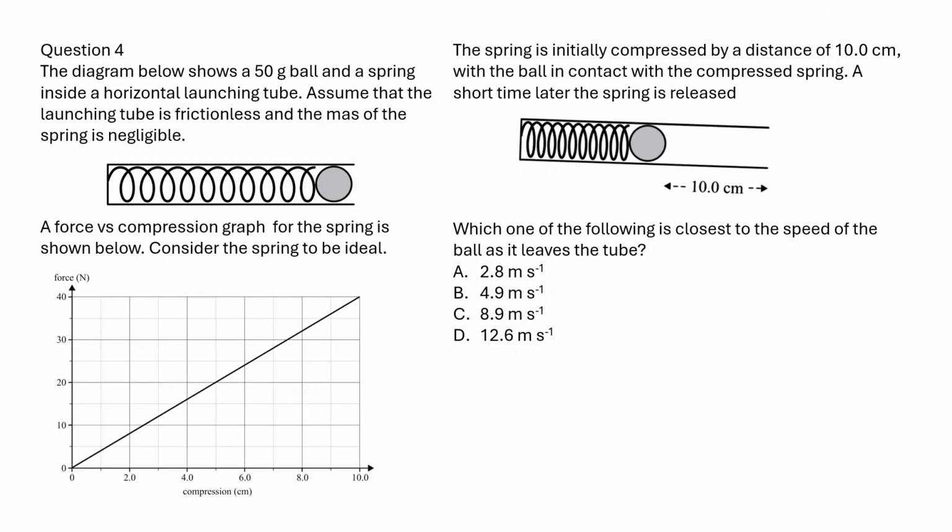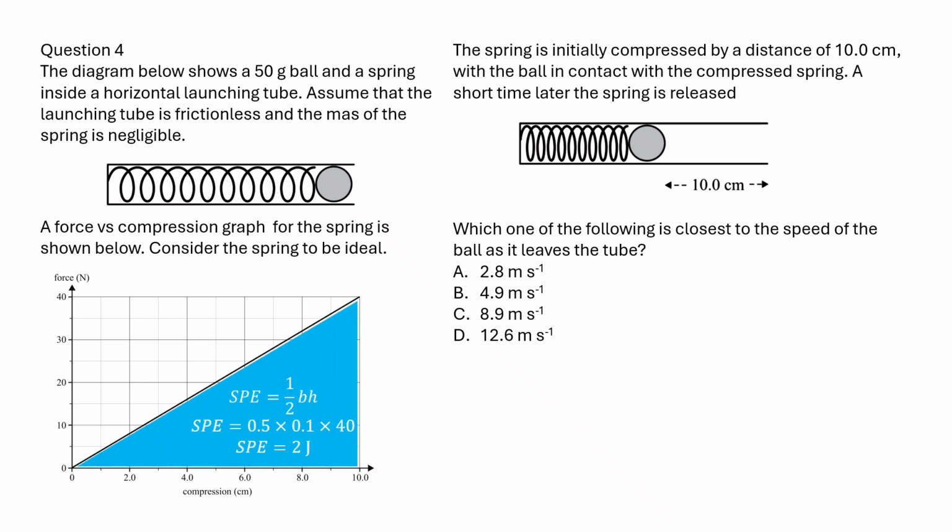When a spring, initially compressed by a ball, is released, its elastic potential energy is entirely converted into the ball's kinetic energy. We can find this elastic potential energy by measuring the area under the force versus compression graph. With this information, we then calculate the ball's final speed using the kinetic energy equation.